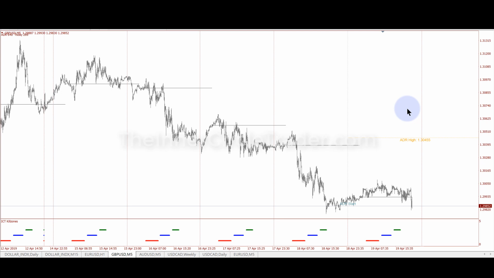Contrast that with the euro dollar, and then do the same thing with Aussie dollar, and do the same thing with dollar CAD. Then, once you have all that data, you're going to be blown away by the measure of opportunity. Just this simple approach to using institutional order flow.